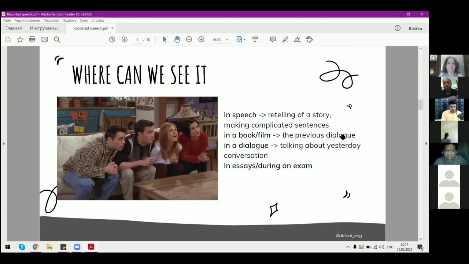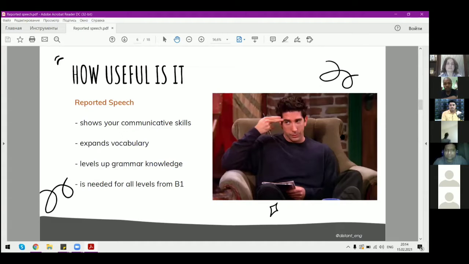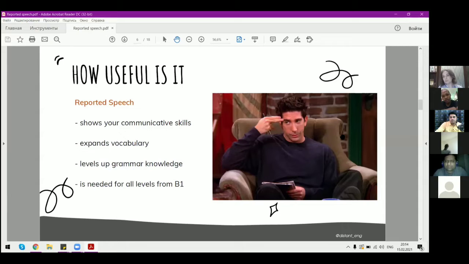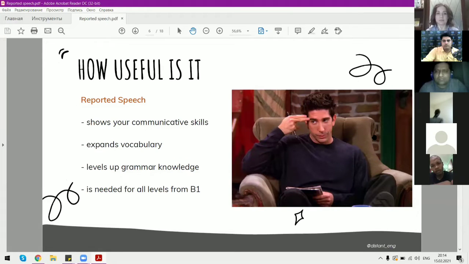So let's move on. It is useful, I have already said that. I also would like to emphasize that it shows your communicative skills, how you can use your grammar correctly, how you can use all your vocab, and how you can talk to other people. That's really precious. Another thing is that it expands our vocab. I don't always say, I said that, or you told me that. I can say, like, you retold something, you explained, you emphasized, and so on. It levels up your grammar knowledge because reported speech, it's exactly the next point, is needed for all levels from B1.